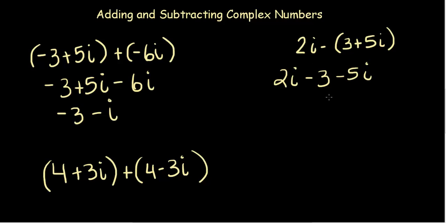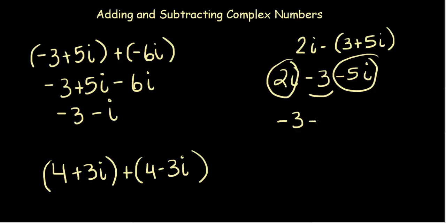Then we're going to combine the real parts and the imaginary parts. This is the only real number, so that is -3. These two are imaginary, 2i minus 5i. So I'm going to combine them. 2i minus 5i is -3i. And that's the answer. One more example.